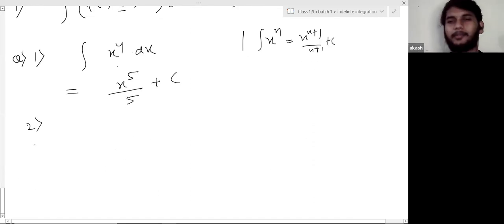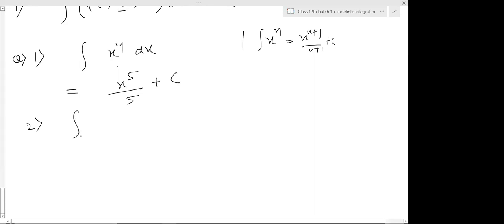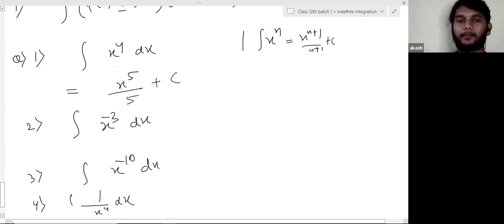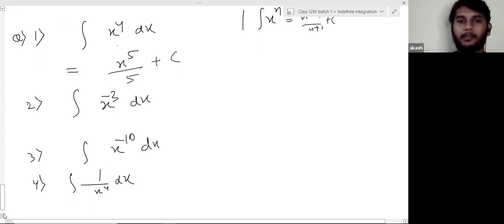These things you must have done in physics also, right? Basic integration. Yes or no, everyone? Yes, sir. So please solve this: integration of x to the power 3 dx. Let's make it minus 3. Third, integration of x raised to the power minus 10 dx. Fourth one, 1 upon x raised to the power 4 dx. All right, 3 questions for you. I'll give you a few minutes.